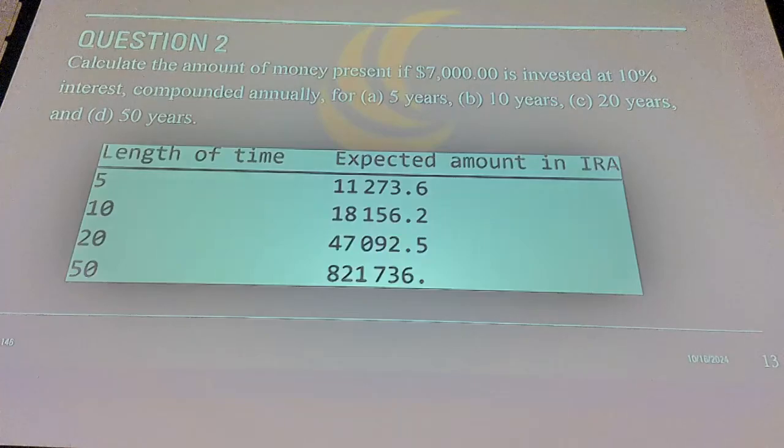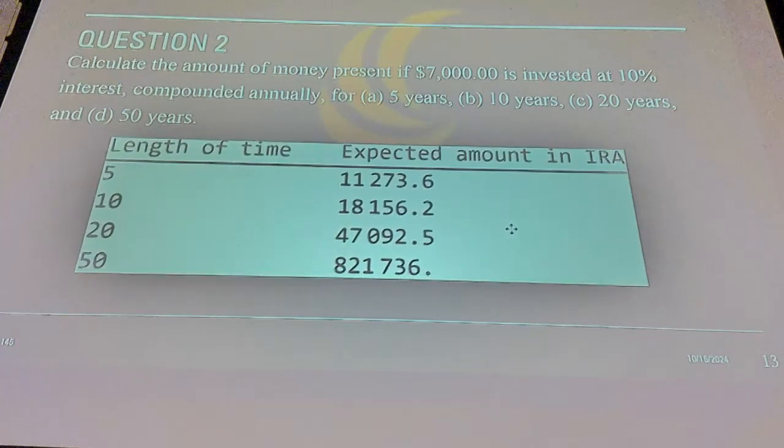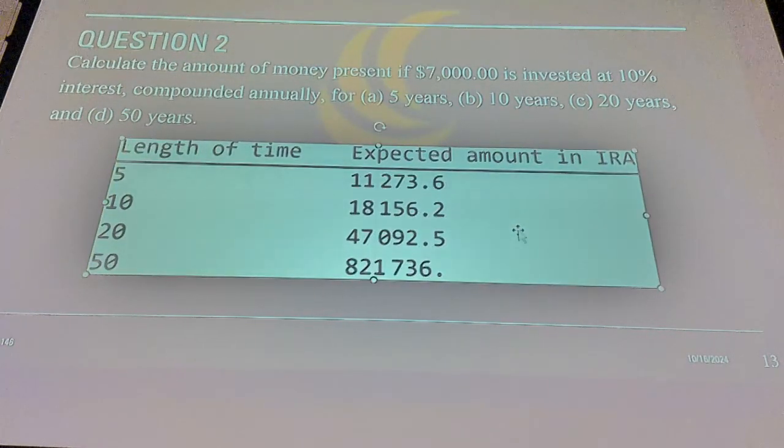This is assuming that you do not touch it. So you don't add anything to it every year. 50 years, you're going to have, let's call it $822,000 in the account. Keep in mind, that is if you just do what the market does.